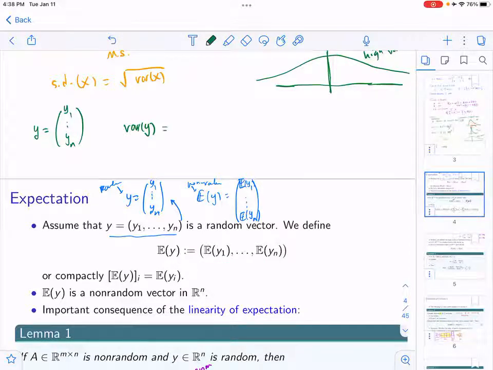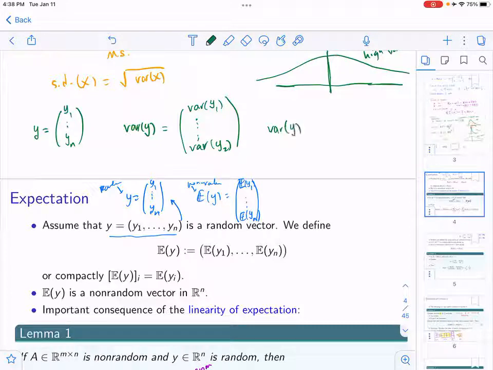it seems like the natural thing to do is just to take the variances of these things, right? Just compute a variance for each element and put it here. So this is fine. We can define it like this, but it turns out that this is not the right quantity to work with. It's perfectly fine to define the variance of a vector like that. It turns out that a lot of other nice things can be derived if you define the variance of y as a matrix rather than a vector.